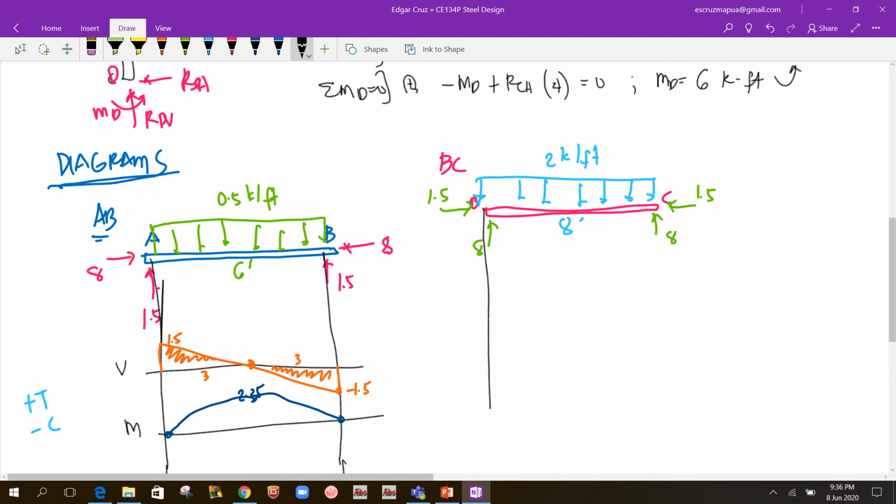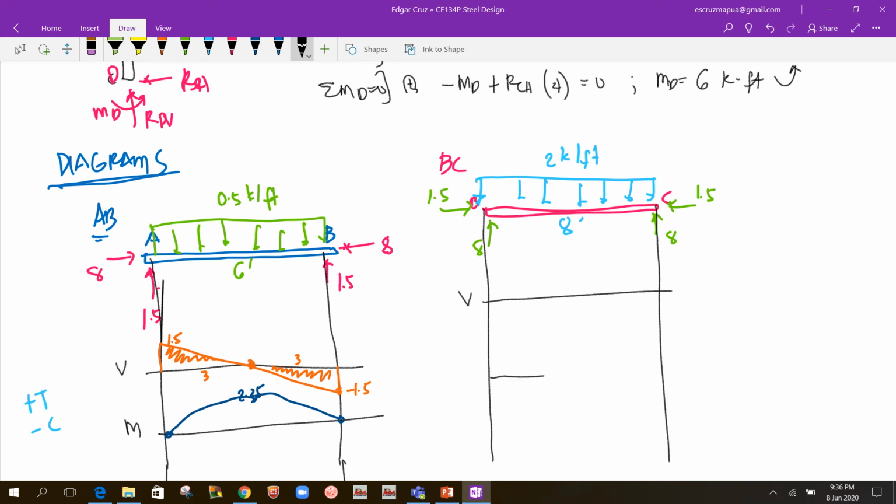So, drawing the shear and moment diagram. Let's start with the shear, then let's have the moment later on, and at the same time, yung compression, yung axial. For the shear diagram, so alam naman natin, it would be 8 pataas.